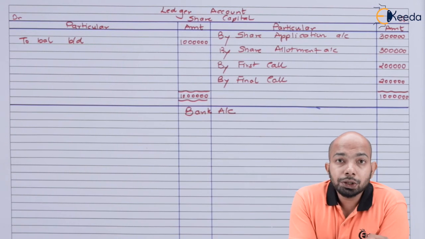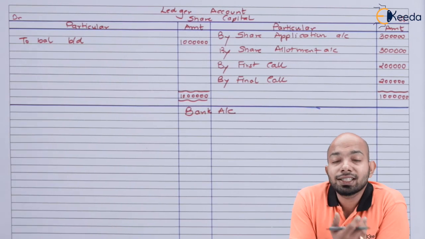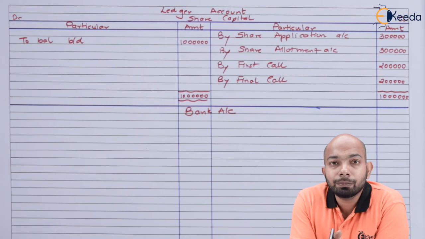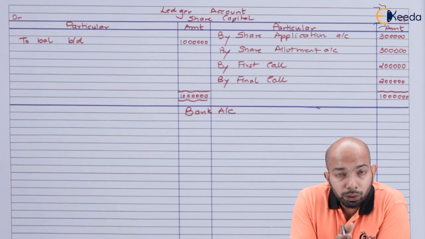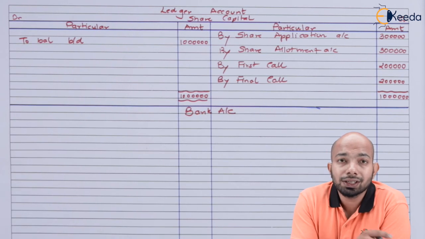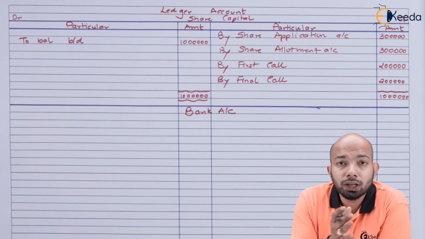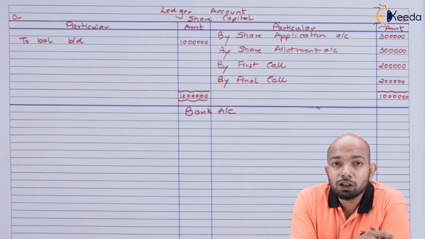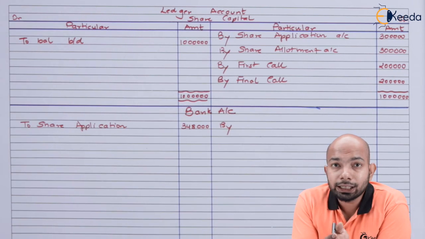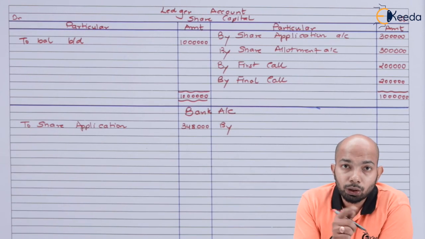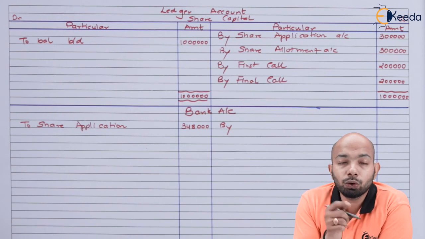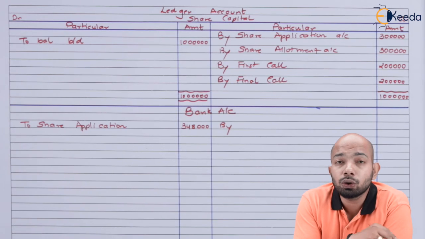Now the first entry refers to the bank amount, or rather receipt of application money. In the receipt of application money and the refund that we have made, only in those scenarios will the bank account be debited and credited. So let's mention the first receipt. That means bank account debit to share application. So on the debit side of bank, it will be to share application. Now, as there was a refund entry, on the credit side also we'll mention by share application, because that refund entry was share application to bank account. So on the credit side of bank account, we'll mention by share application with the amount of refund.